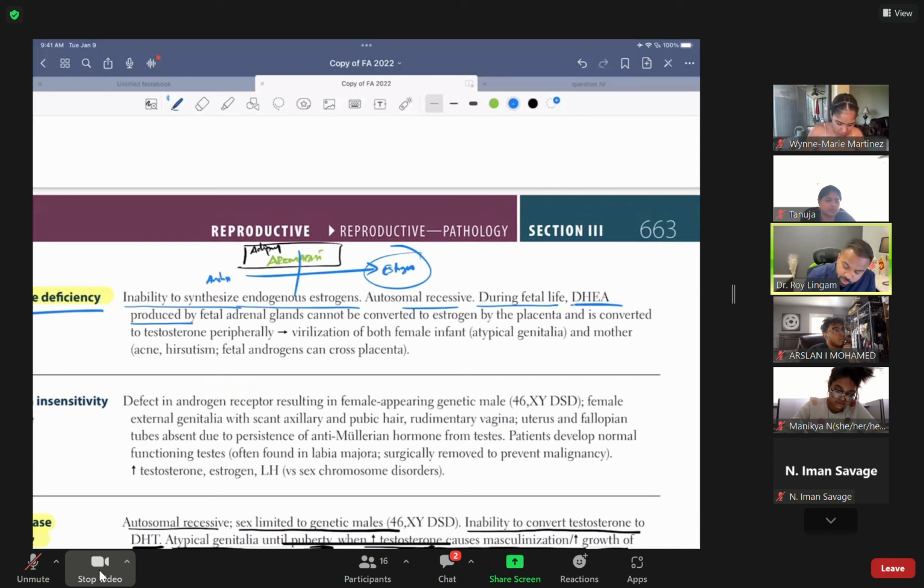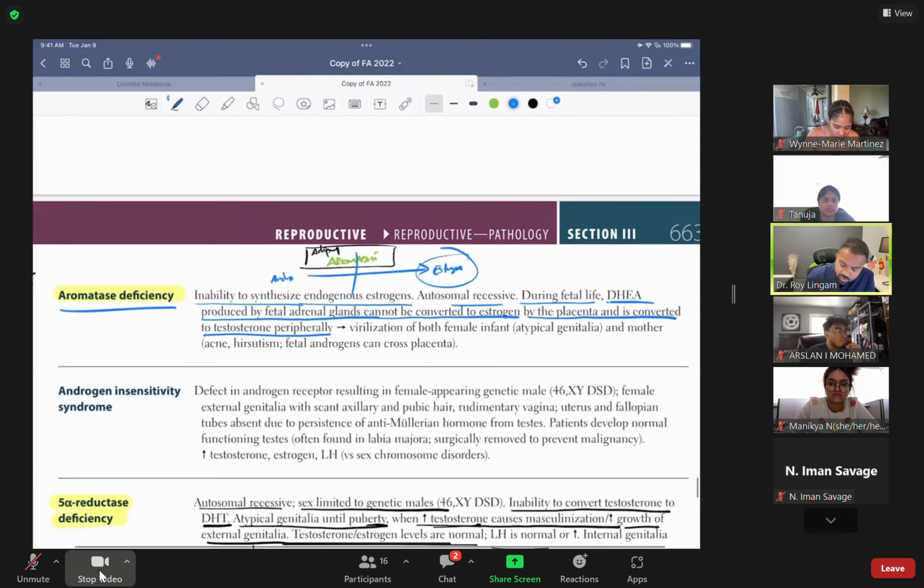DHEA is produced by fetal adrenal glands but cannot be converted to estrogen by the placenta and is converted to testosterone peripherally, folks. That's a problem here, okay? So when they don't have aromatase, they do that. So you should know whenever there's an aromatase deficiency, you have more testosterone in that case. All the androgens are being converted, folks, okay? Now, that more testosterone gives you virilization of both female infant and the mother, okay? Because it crosses the placenta and stuff when you have it.